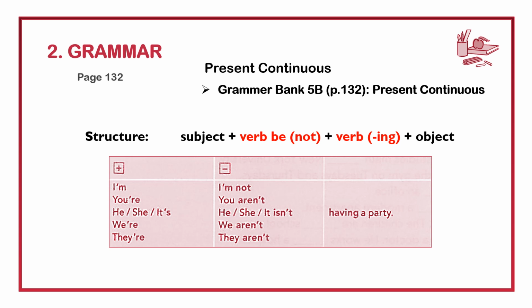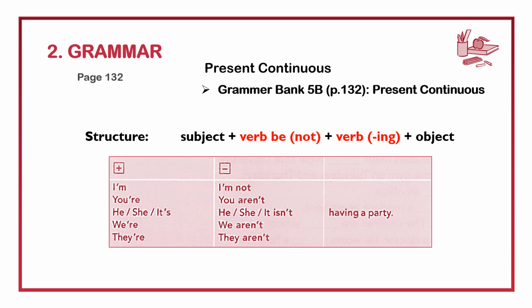And then we need a verb, but our verb is a little long in present continuous form. First, we need a to be verb, like am, is, or are. We need one of these three to be verbs. For example, I'm, you're, he is, she is, it is, we are, and they are.